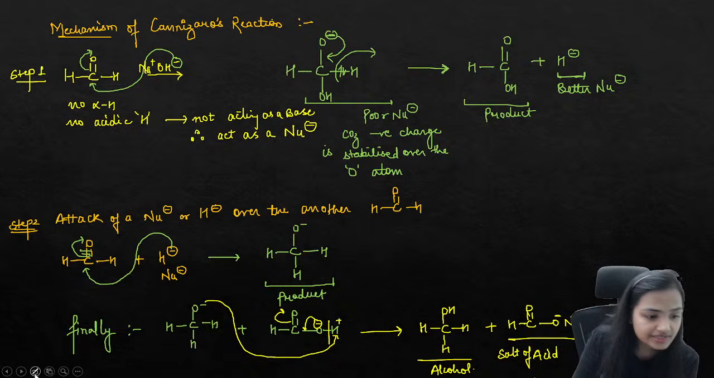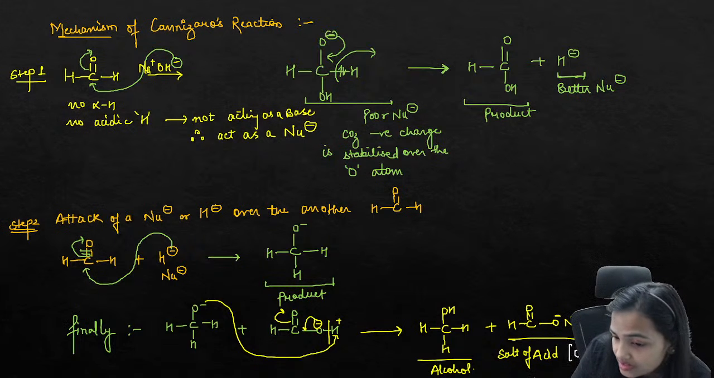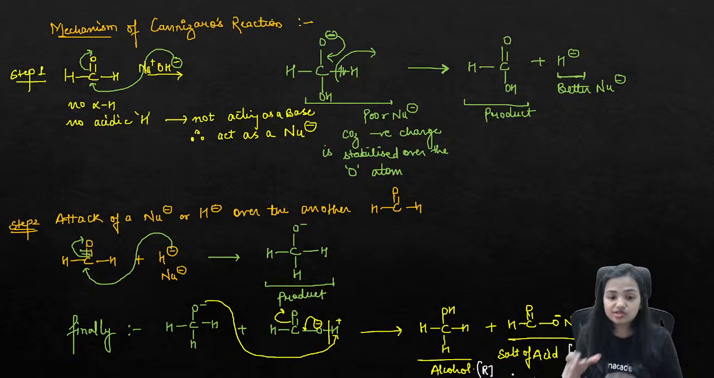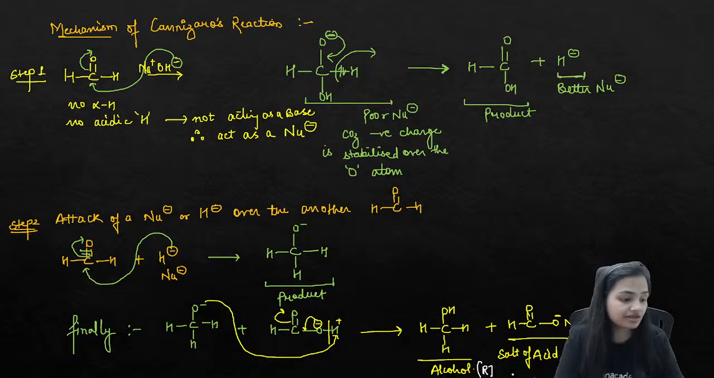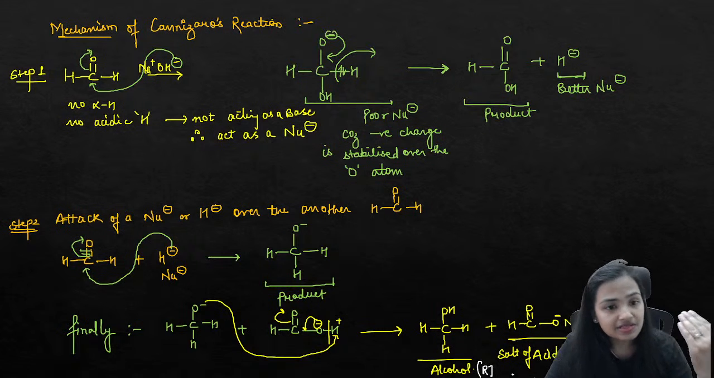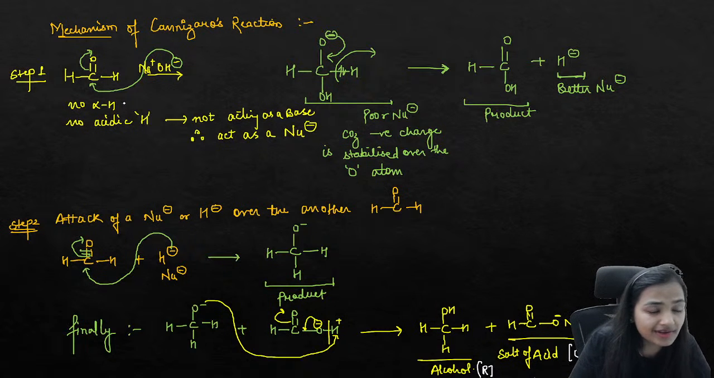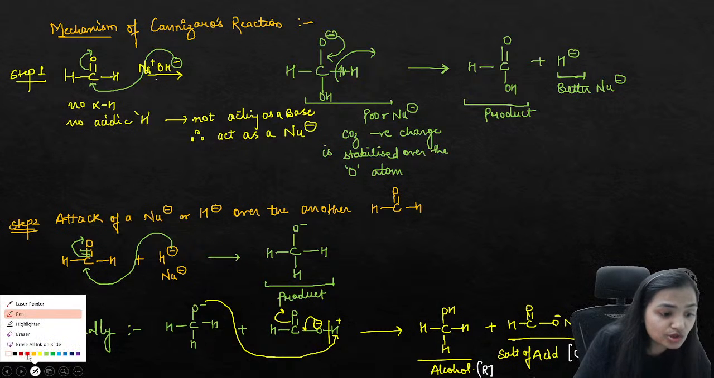So the salt of acid is basically the oxidized product, and the alcohol is basically the reduced product. Okay, so we are getting two products. One is the oxidized product and the other is the reduced product. You all understood what the Cannizzaro is? So the very first step is, why in the Cannizzaro? Again, let us have a quick recap. In the case of the Cannizzaro, this was a base, but unluckily, it was not acting as a base.